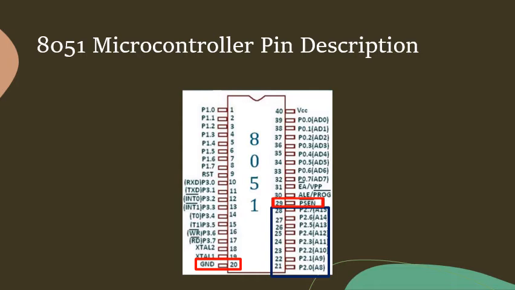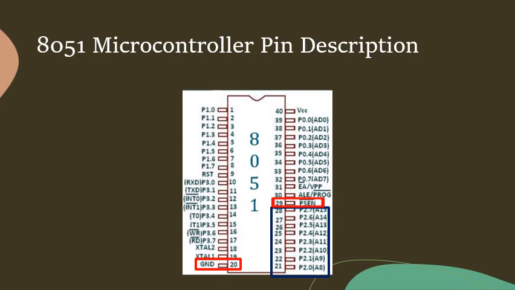Pin 21 to pin 28 are port 2 pins, also referred to as P2.0 to P2.7. When additional external memory is interfaced with the 8051 microcontroller, pins of port 2 act as higher order address bytes. These pins are bidirectional.